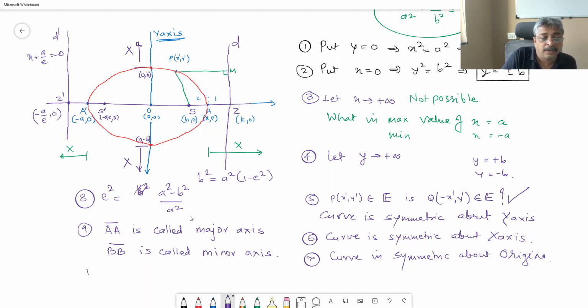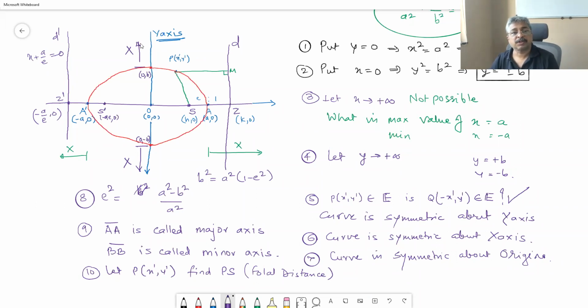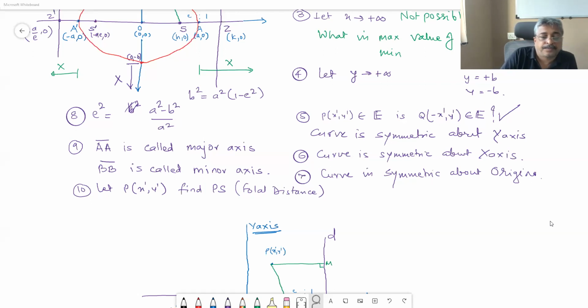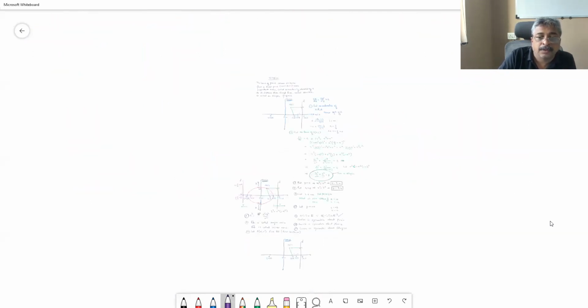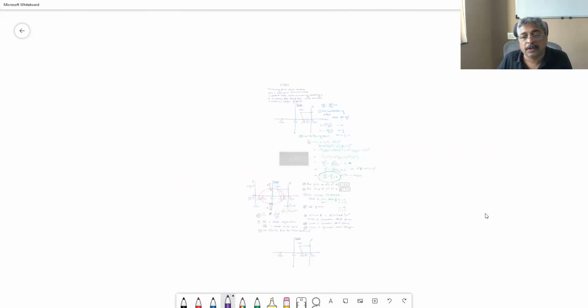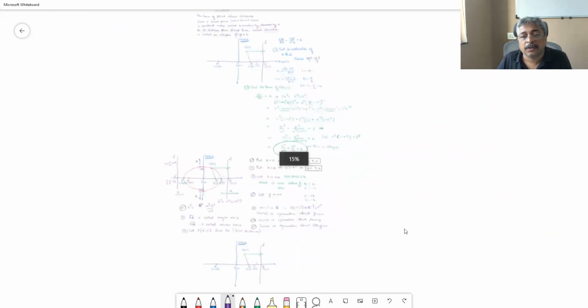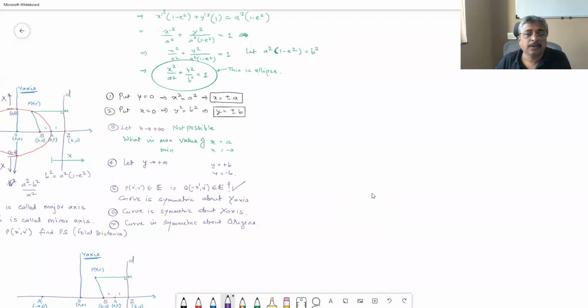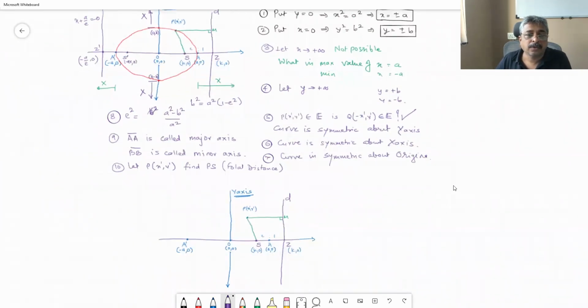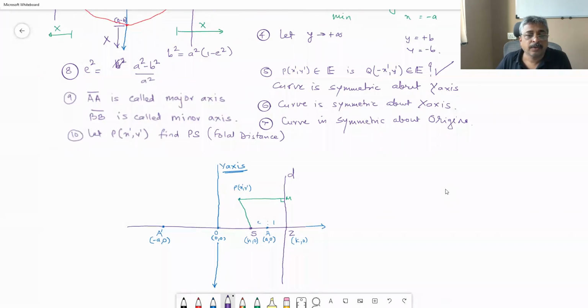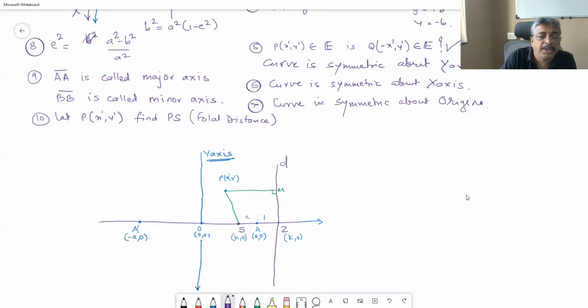Question 10. Let P be (x', y'). Find PS, the focal distance, the distance of point P on the ellipse from the focus. Also find PS'.